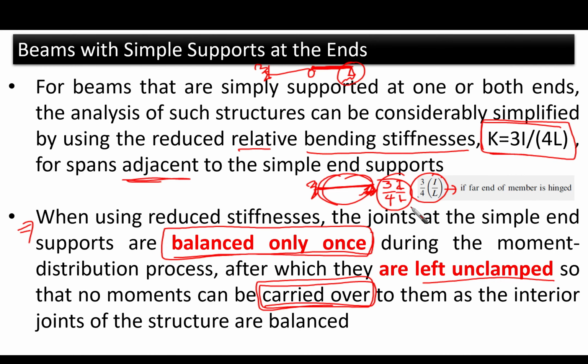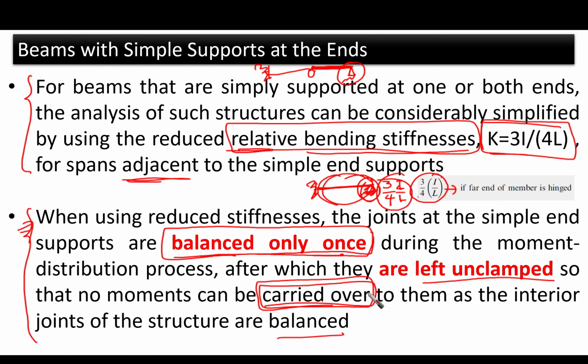There are no moments here going to be developed to them, as the interior joints of the structure are balanced. I think that maybe you didn't understand very well what I have said here, because this is only sentences. I want you to understand from them two things: that we are going to use relative bending stiffnesses for spans ending with simple support, and we are going to balance them only once during the moment distribution process, and there is no carryover for them. This is what I want you to remember from here.